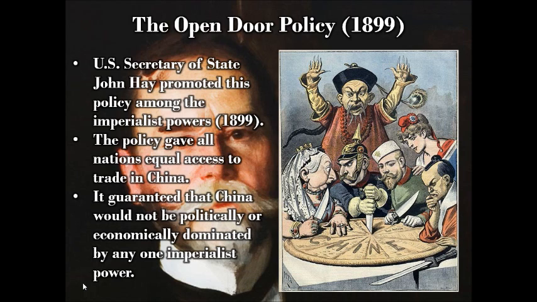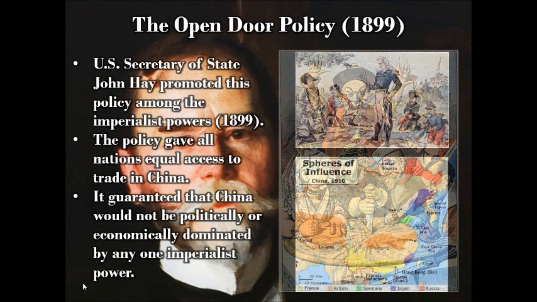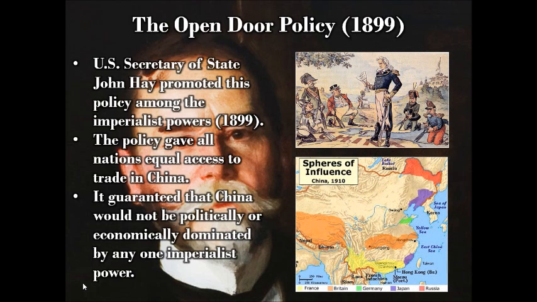The open door policy is the same as the Berlin Conference, when all the imperialist powers figured out amongst themselves how to share or carve up Africa. And you can see in the picture on the slide, Otto von Bismarck is slicing up China as if it were a pizza pie. The imperialist powers had a sphere of influence over the country of China.